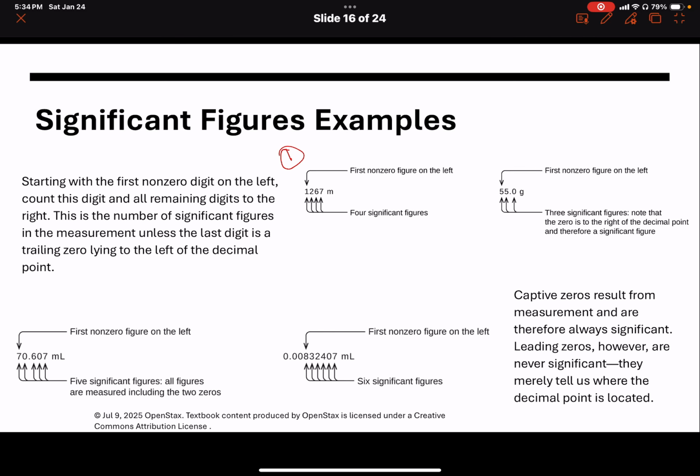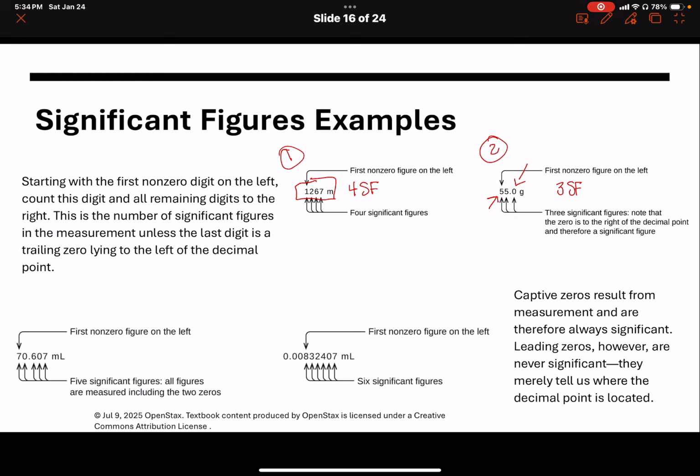So notice there are no zeros in this. They are all non-zero numbers. So that means all of these numbers are significant. So we have four sig figs here. Now let's look at this one. It's number two. Okay, here we have two non-zeros to the left of the decimal, and then we have one zero to the right of the decimal. That means that this zero is significant, so this is three significant figures.